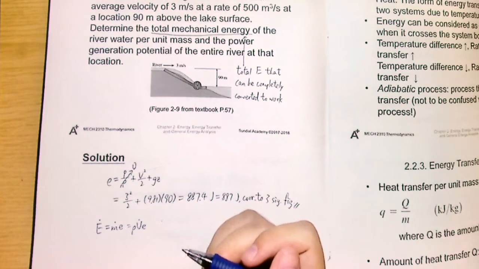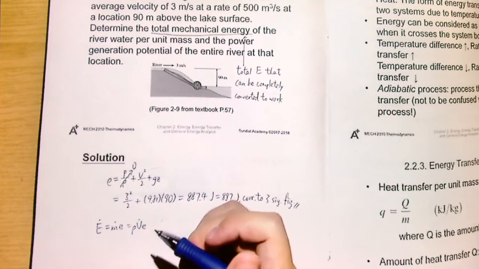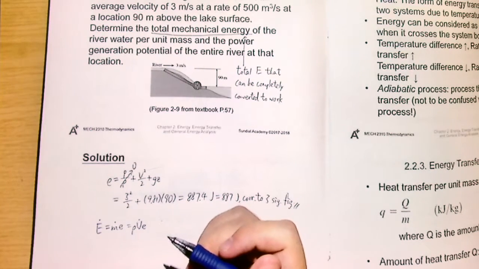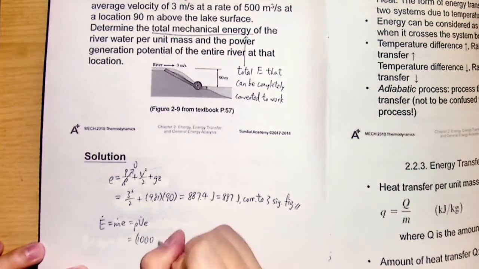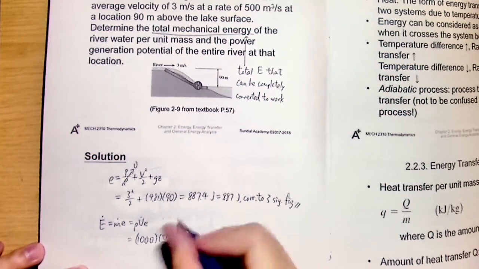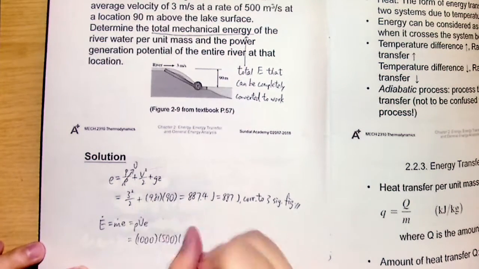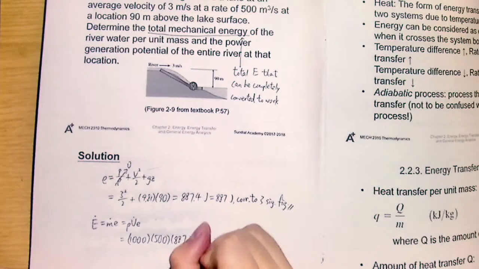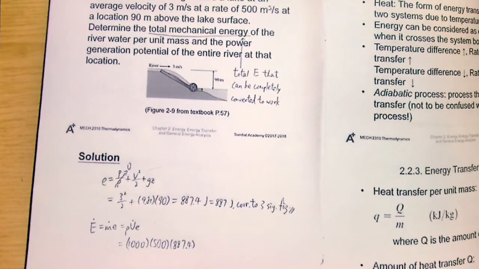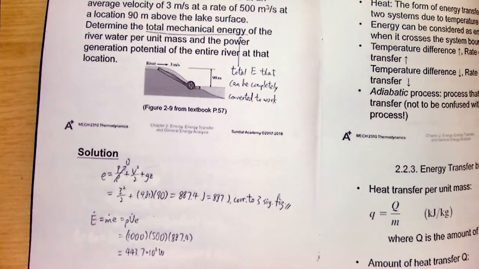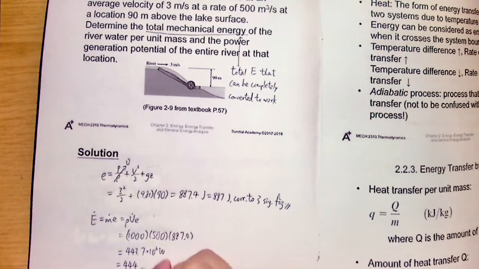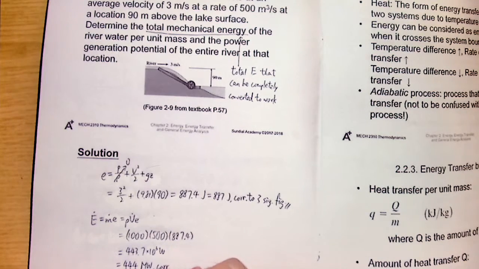After that, we just substitute some values by knowing that the flowing fluid is water, so we can substitute rho by 1000. So we have 1000 times 500 times what we have found before, that is the mechanical energy per unit mass, 887.4, and finally we get 443.7 times 10 to the power 6 watts. After that, we will get the value in 3 significant figures. And that's what we call the power generation potential.